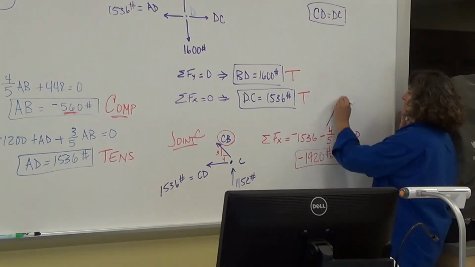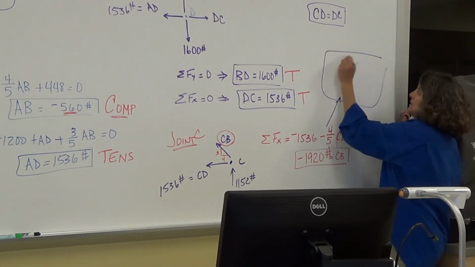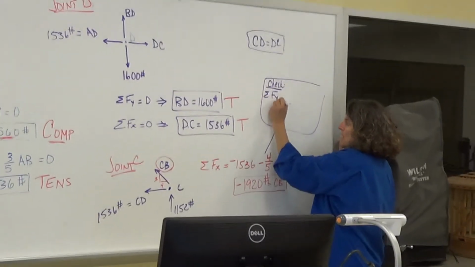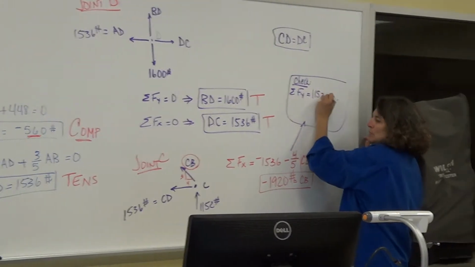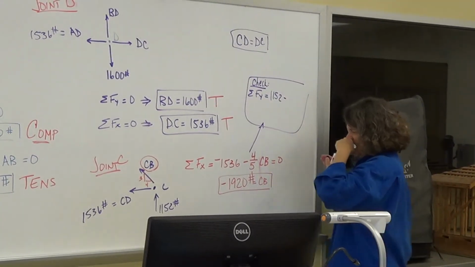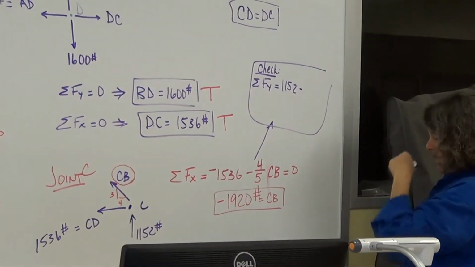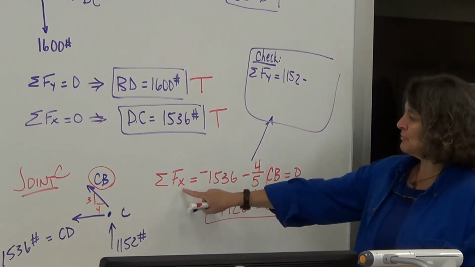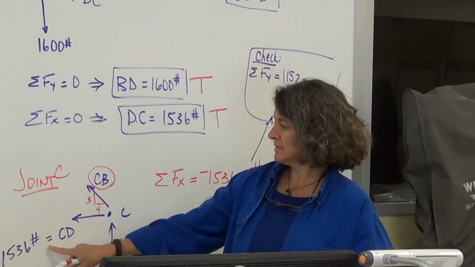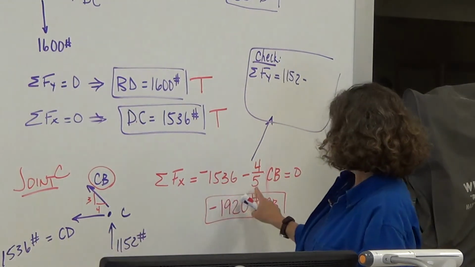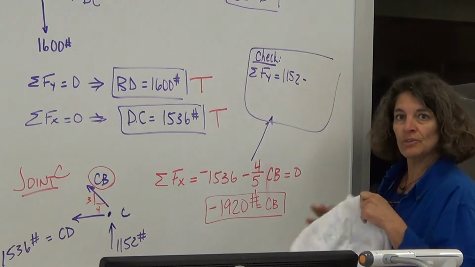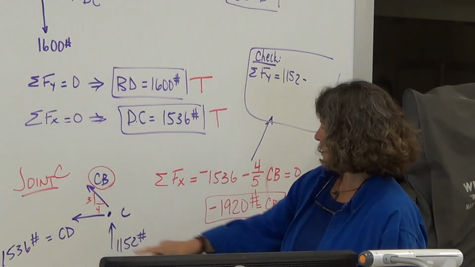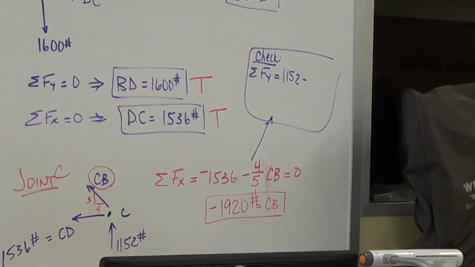Let's do a check. Sum of the forces in the y equal 1152 minus, hey, I left something out. I made a mistake here. Sum of the forces in the x, I forgot this guy. It's right. I'm going to do this over. No, 1536. Sum of the forces in the x, oh yeah, no, I did it right. You got it. Okay, good.